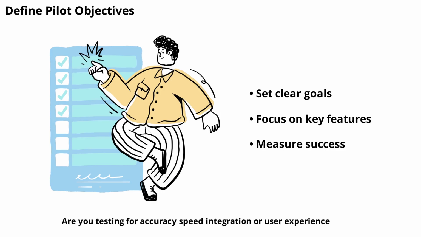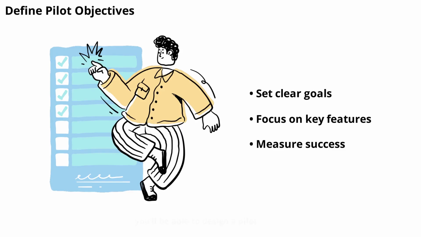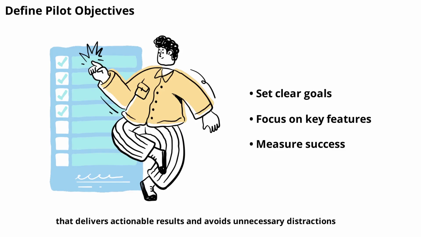Are you testing for accuracy, speed, integration, or user experience? Setting specific goals will help you measure success and focus your efforts. For example, you might want to ensure the software can handle your company's pay structures, deductions, and reporting needs. By clarifying what you want to achieve, you'll be able to design a pilot that delivers actionable results and avoids unnecessary distractions.